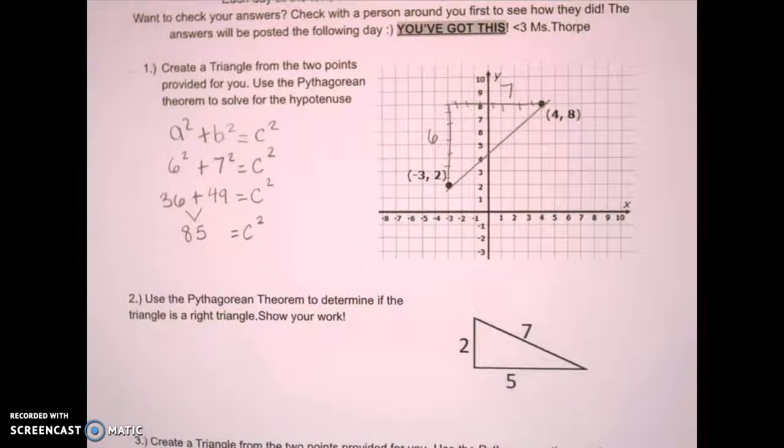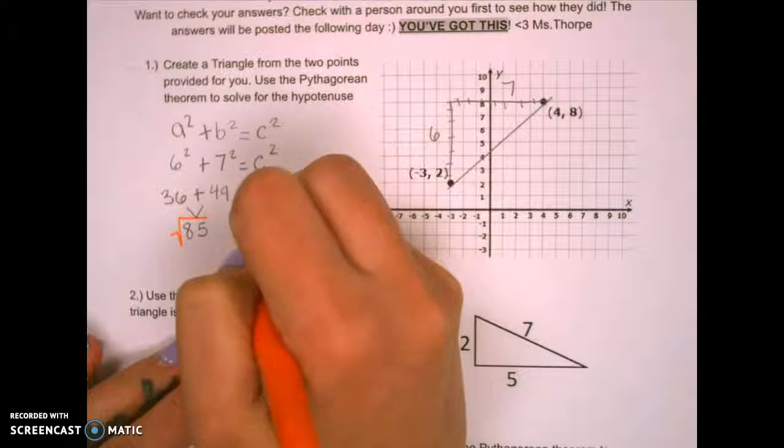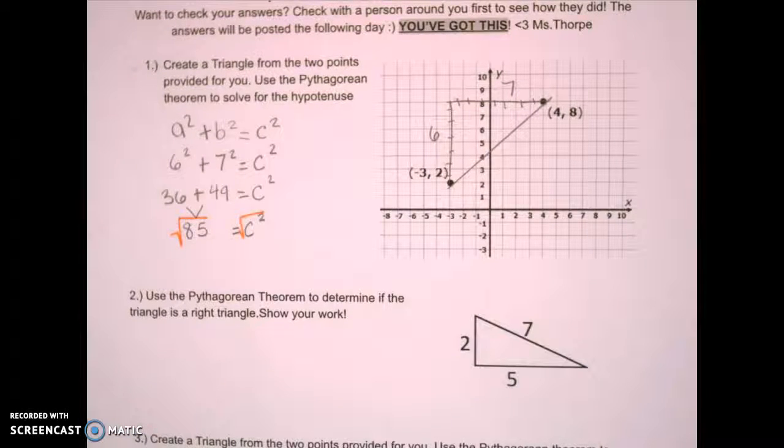And the opposite of a number squared is a square root. So what I need to do is draw my square root sign. I'm going to square root both sides because I need to do to one side what I need to do to the other. I know that this is not a perfect square, so on the test it is completely fine to leave it like this.